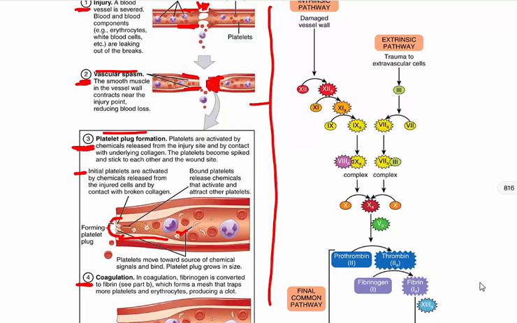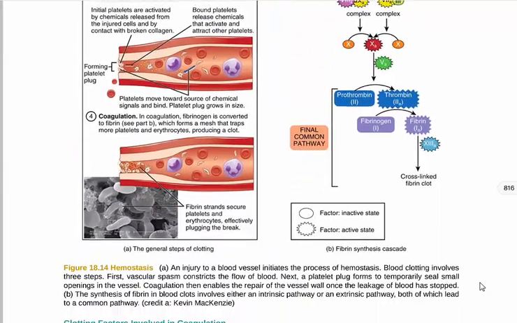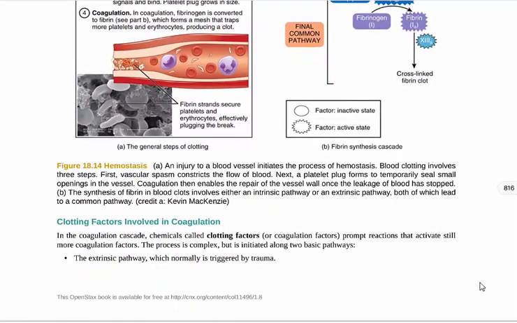Then step number 4 in this case, but 3 of hemostasis, is coagulation. So in coagulation, I'll try to move this up here, fibrinogen is converted to fibrin, and then that forms this mesh. You can kind of see in here these little tiny strands that are forming the mesh. And you can see even here in this really great photo from a microscope that it's forming this kind of mesh that also has blood cells stuck in it, platelets stuck in it, and it produces this clot to prevent any further blood loss.